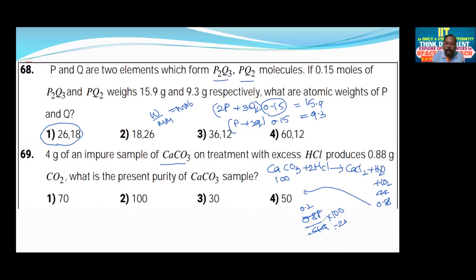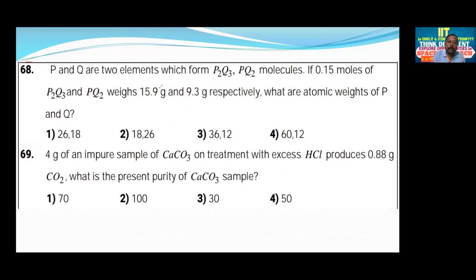0.2 grams, I think. 0.02. This will be 2 grams. Okay, 0.02 to 2 grams. That means 50%. Out of 4 grams, only 2 grams of calcium carbonate is there. Therefore, 50%. Is it clear? This will be very helpful for the advanced examination also. So don't forget to revise through this before the advanced exam.